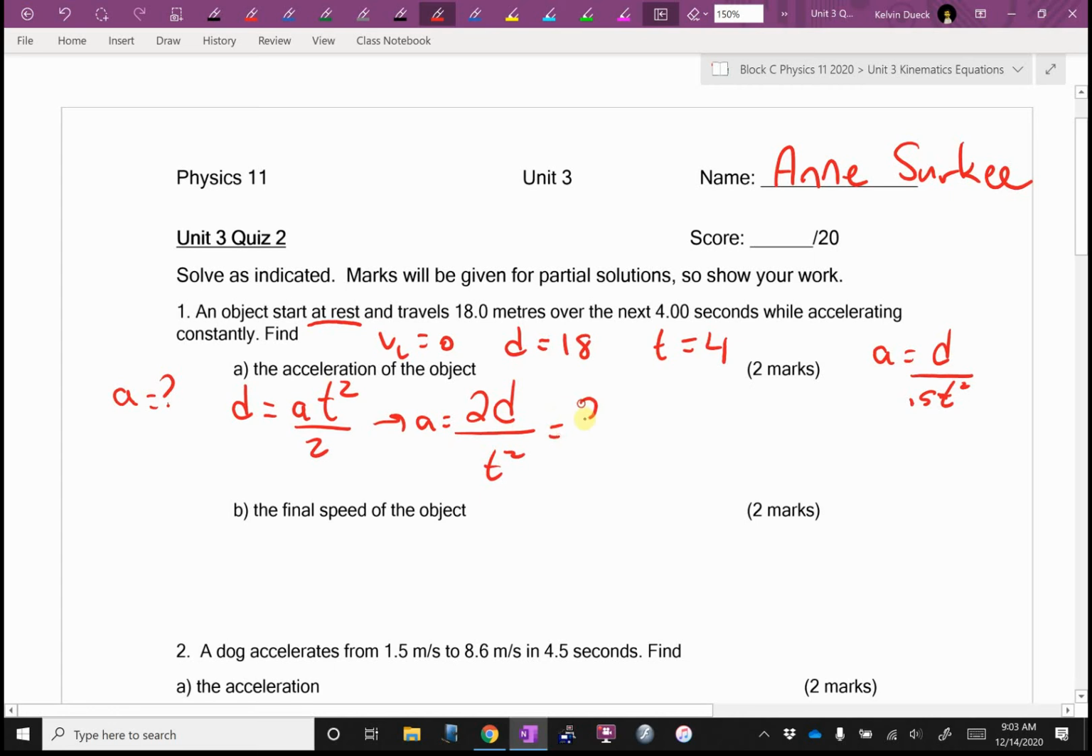So it's going to be 2 times 18 divided by 4 squared. I might be able to do this in my head. It's going to be 36 over 16 divided by 4 divided by 4. It's going to be 9 over 4. Is it 8.25? No, 2.25? Units. Meters per second squared.